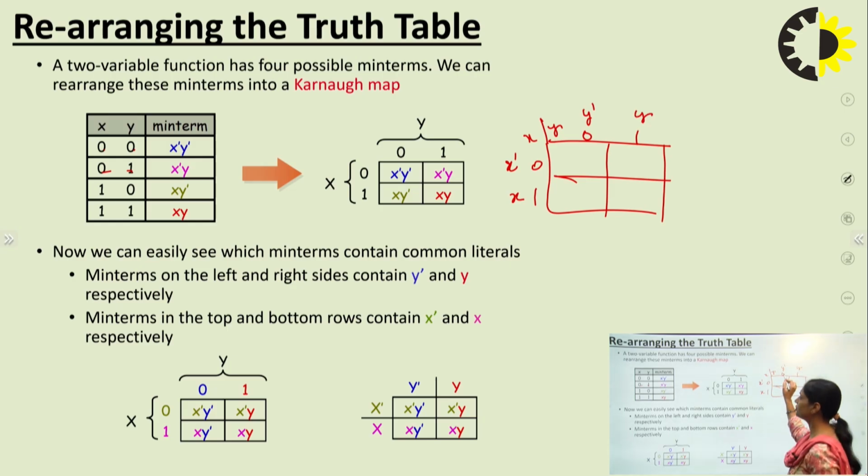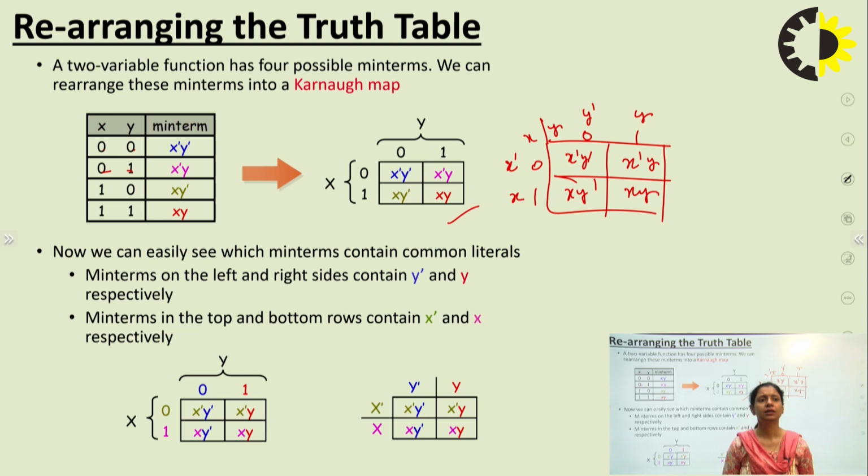Now the combination of these will give us the K-map. Like this is x complement, y complement, so here we'll get x complement y complement as the answer. This would be x complement y, this would be x y complement, and this would be xy. So this is how a K-map is formed in the graphical format.